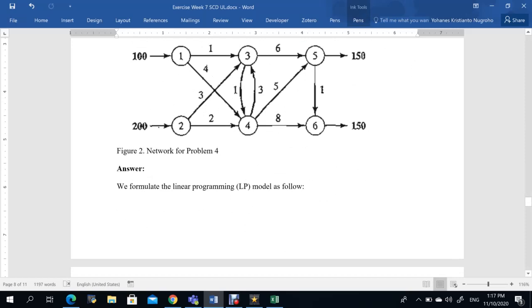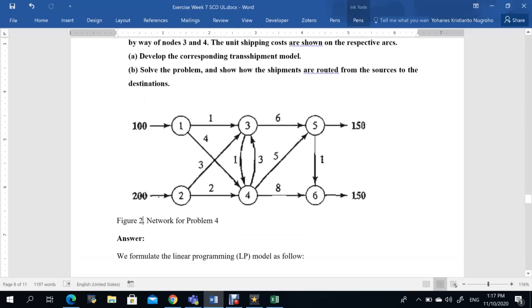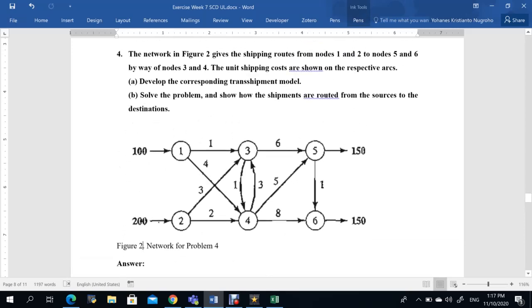and in order to formulate the linear programming, we have to consider cost minimization, because each number on the arc here, for example arc 1 3, is the cost for transporting 1 unit from 1 to 3.